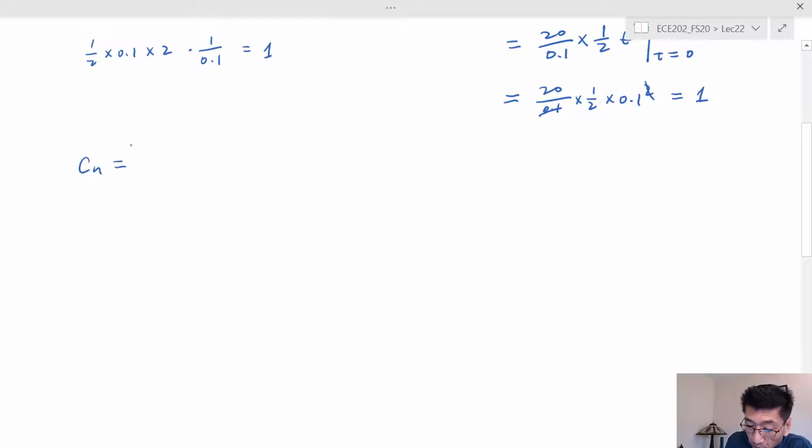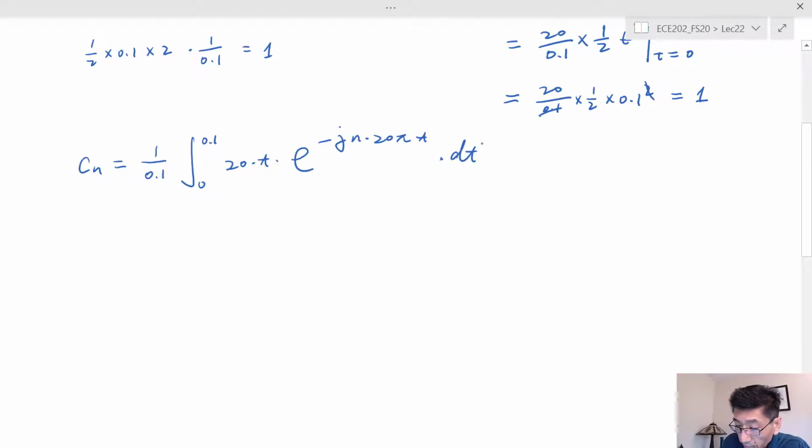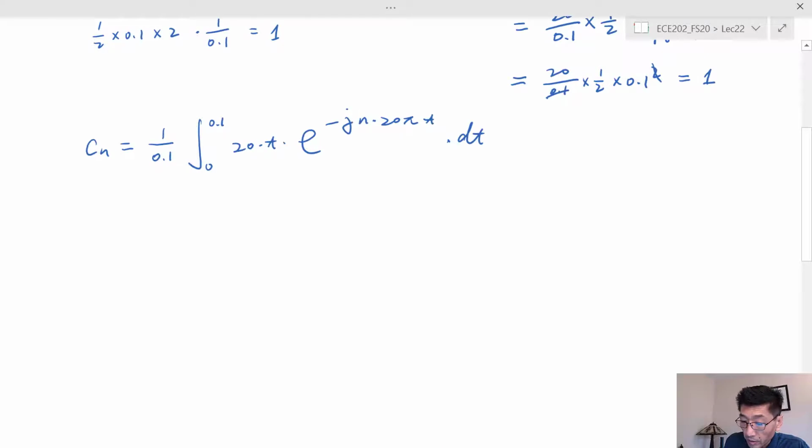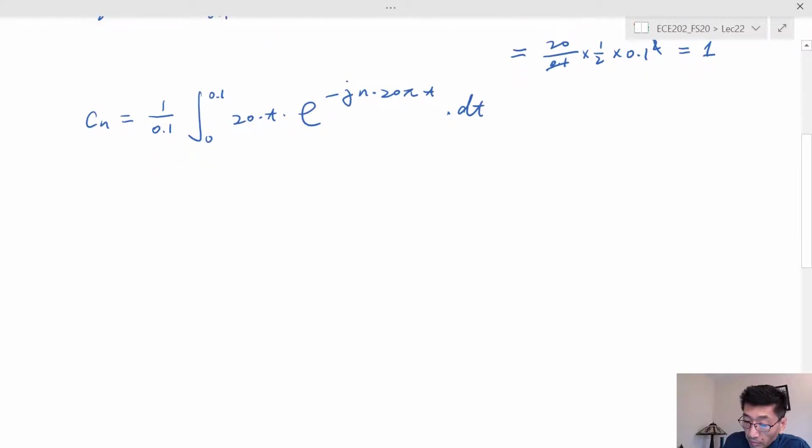cn is equal to 1 over T, 1 over 0.1, integral from 0 to T, which is 0 to 0.1. f(t) is 20t, and e to the minus j n omega t, where n times omega is 20 pi n, so e to the minus j 20 n pi t dt. And this integration here is very interesting. So what we have here is based on the fact that the integral of e to the at dt is going to be equal to 1 over a times e to the at.